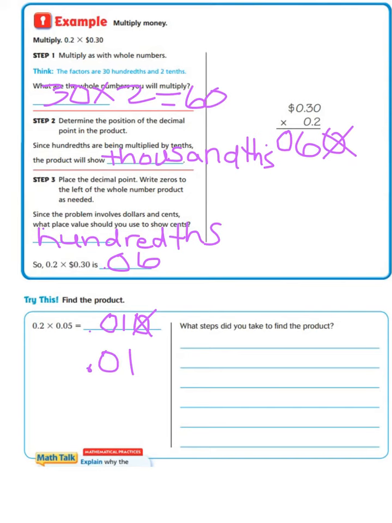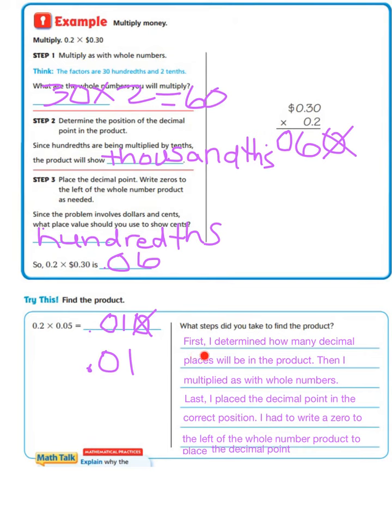So, what steps did we take to find the product? Well, we know first we determined how many decimal places will be in the product. Then we multiplied as with whole numbers. Last, we placed the decimal point in the correct position. To do so, we had to write a 0 to the left of the whole number product to place the decimal point.